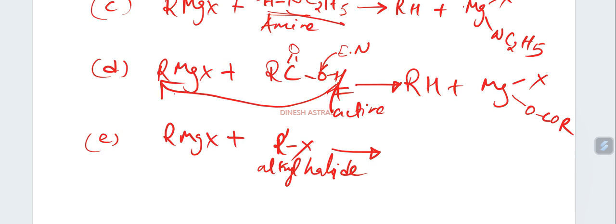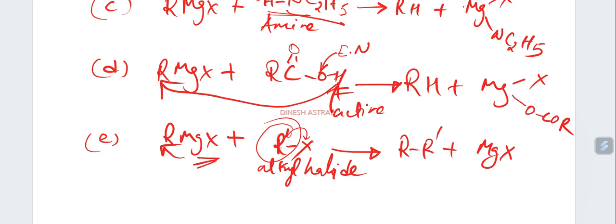Same concept here. The carbon that is bonded to halogen will bind up with this Grignard reagent carbon. So it will be R-R', plus the remaining will be magnesium salt. This X will combine with this magnesium, so it will be MgX2. Is that clear to all of you? Next.